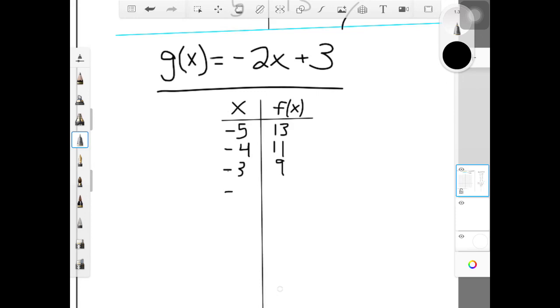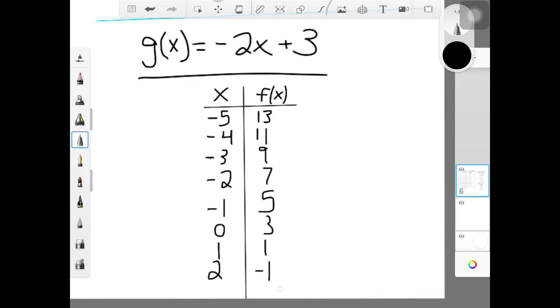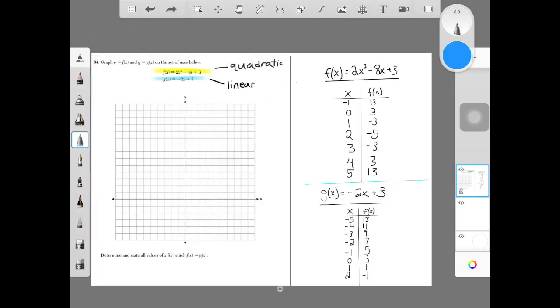Because it's a linear equation, the slope stays constant. This means that for this particular equation, every time the x value goes up by 1, the g of x value decreases by 2. Negative 2 is the slope, so it makes sense that we are seeing this decrease of 2. Sorry, I accidentally wrote f of x instead of g of x on this table, so I hope that doesn't confuse you. Now it's time to graph both of these equations.